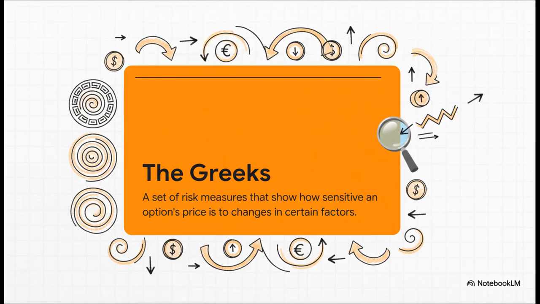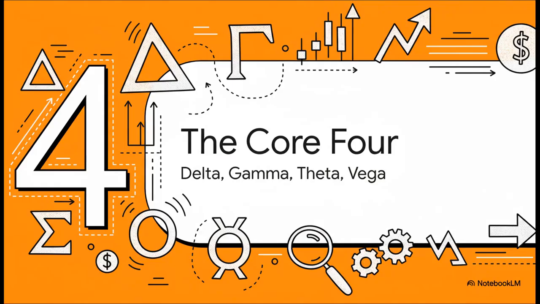Each one isolates one of those forces we just talked about, price, time, or volatility, and tells you exactly how sensitive your option's price is to a change in that one specific factor. Now, there are a bunch of Greeks, but honestly, you're going to spend most of your time with the core 4. So let's meet the team. Delta, Gamma, Theta, and Vega.